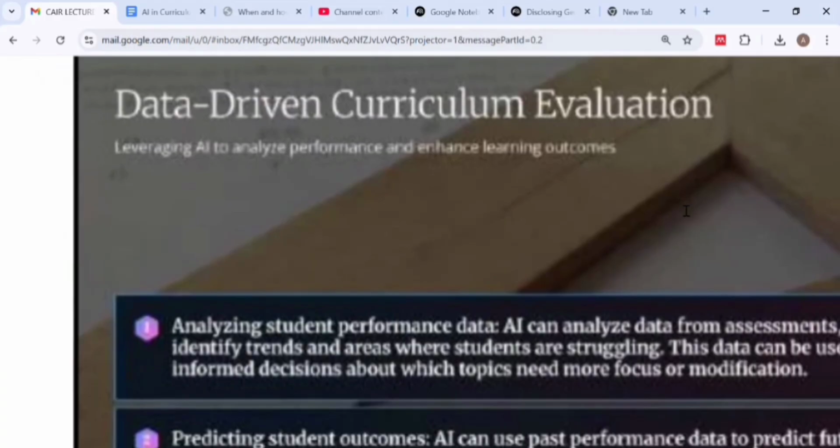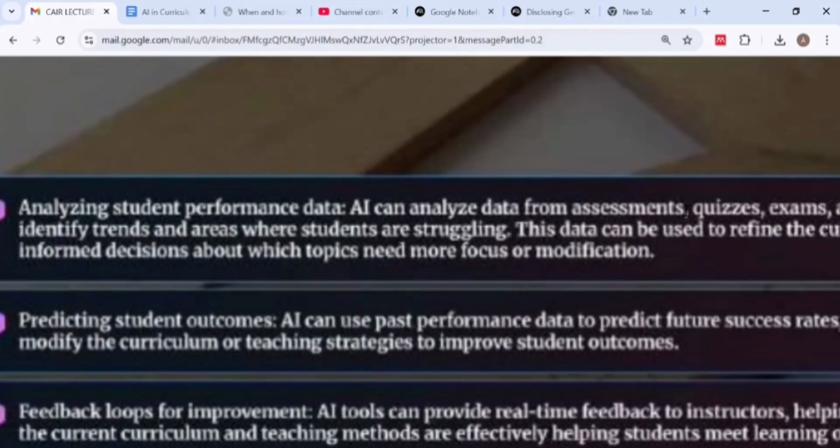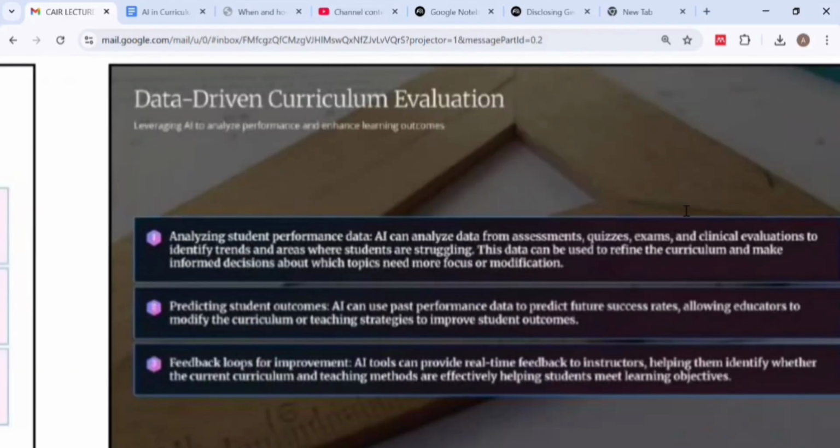Data-driven curriculum evaluation, leveraging AI to analyze performance and enhance learning outcomes. Analyzing student performance data, AI can analyze data from assessment quizzes, exams, and clinical evaluations to identify trends and areas where students are struggling. This data can be used to refine the curriculum and make informed decisions about which topics need more focus or modification.